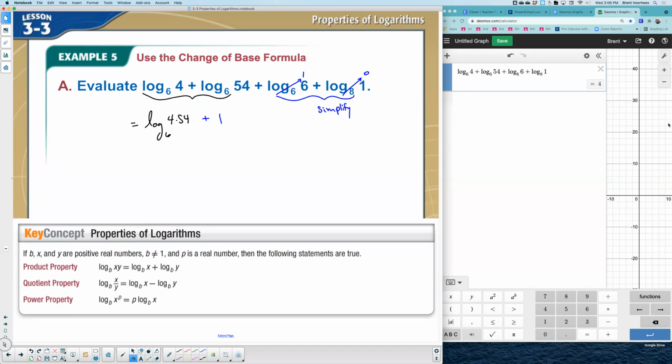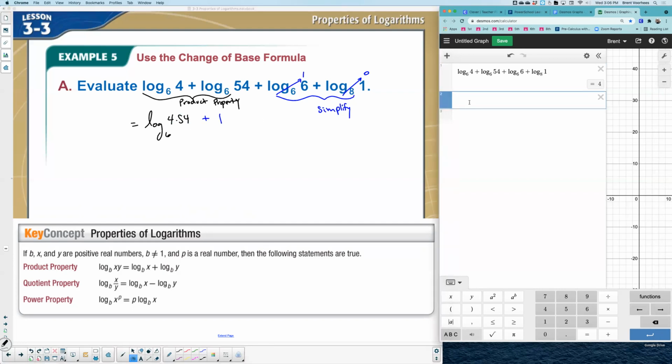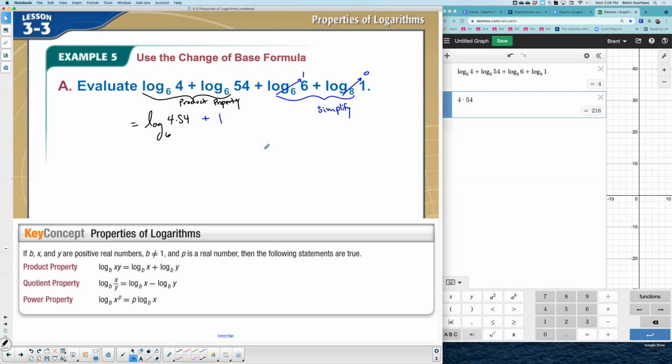And over here, I did the product property. There you go. And so now you would be solving this. So 4 times 54, I believe, is 216. Yeah. So if I rewrote this, that is log base 6 of 216 plus 1. And that plus 1 is not involved in that log, so I can make that clearer by adding a little parenthesis here, so we can see that it is not a part of that logarithm.